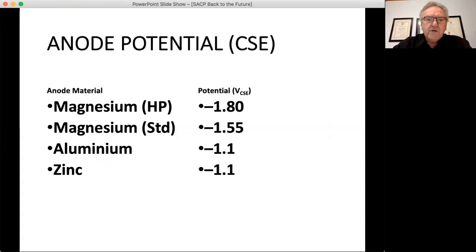The actual potentials which these materials display are shown in this slide. High purity or high performance magnesium has a potential of about -1.8 volts. Standard magnesium, which is an alloy of magnesium, has a lower voltage, but it is a lot easier to produce and therefore a lot less expensive. Aluminium and zinc both have a driving voltage of about minus 1.1 volts. Now that's hardly even enough to light up an LED from a voltage point of view. But it's not all just about the voltage.